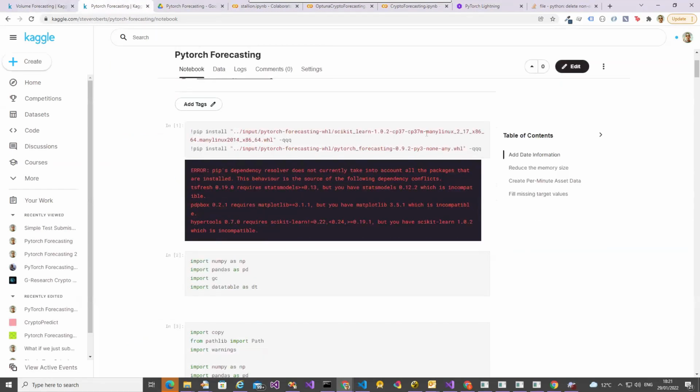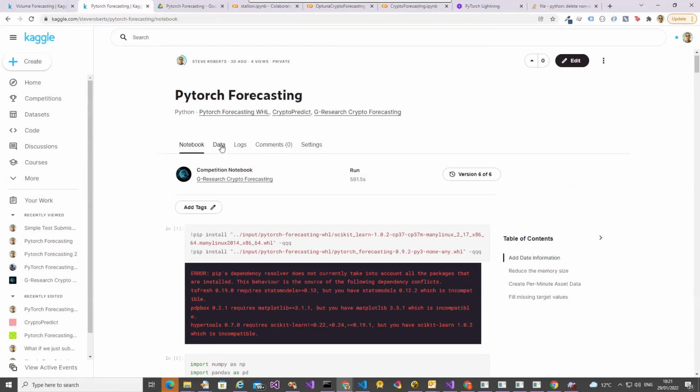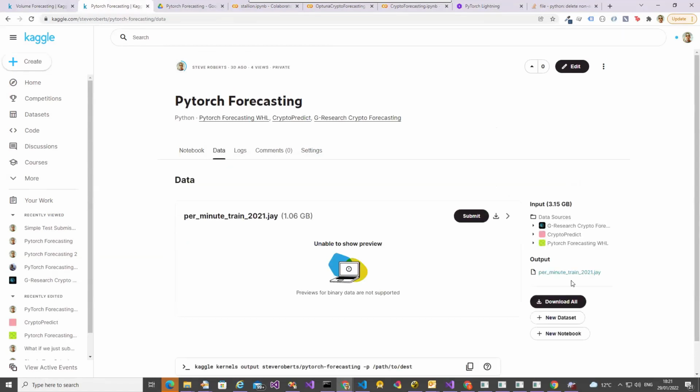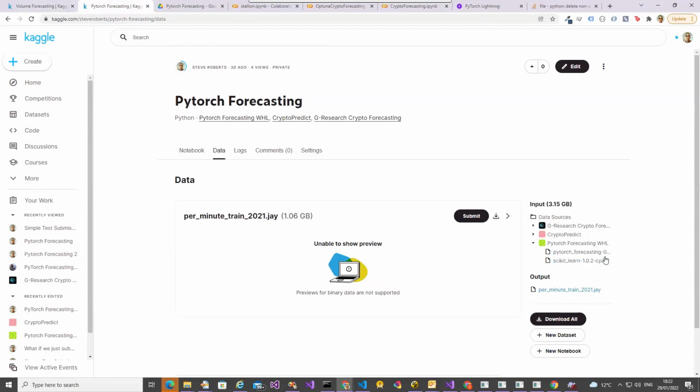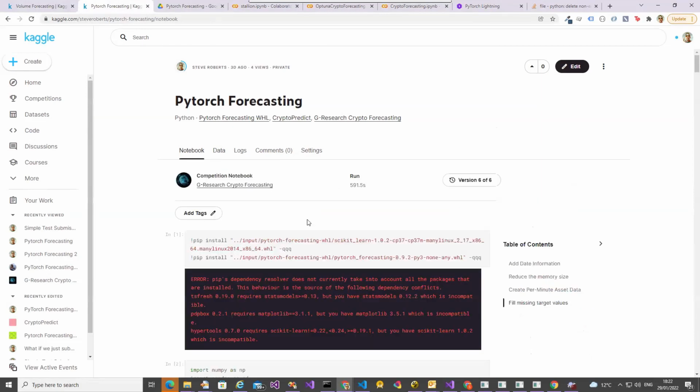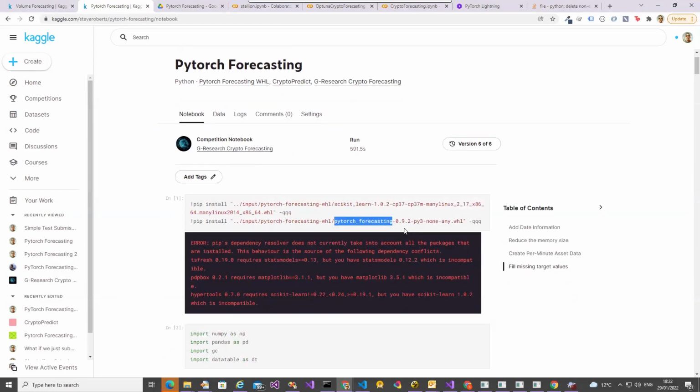Yeah, so I created a public notebook, which you can get. Yeah, this thing, PyTorch forecasting WHL. So it's public, so you can use that. And yeah, you just pip install, but from the paths. For whatever reason, it required an older version of scikit-learn. So yeah, that does get it into Kaggle, and then you can use that without the internet being turned on.